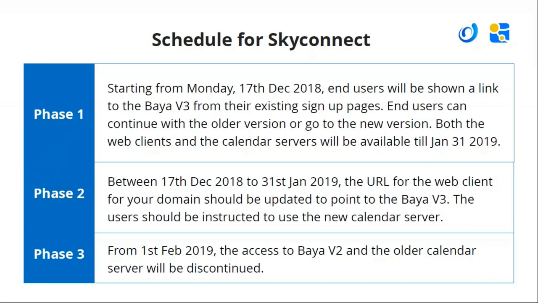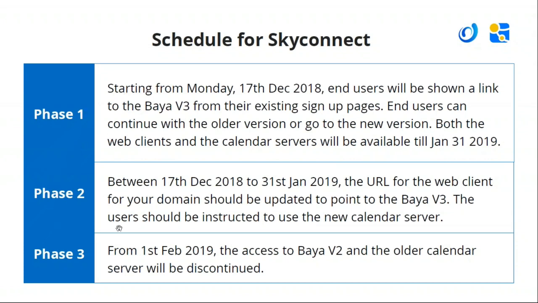Okay, so the schedule for Baya V3 for Sky Connect. Starting from Monday, 17th December, a link for Baya V3 will be shown on their existing sign up page. End users can continue using Baya V2 or they can select to go to the new version. Both the clients will be available till January 31st. Okay, this is the first phase.